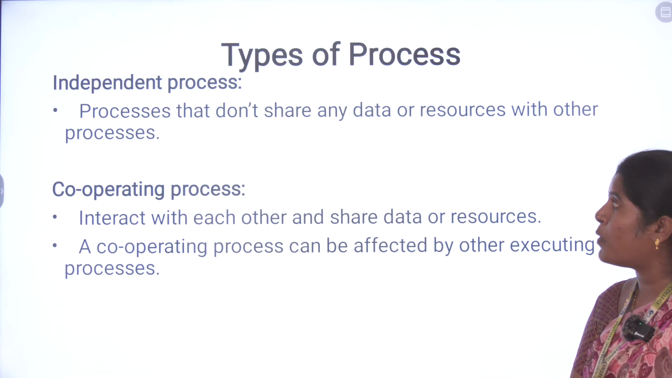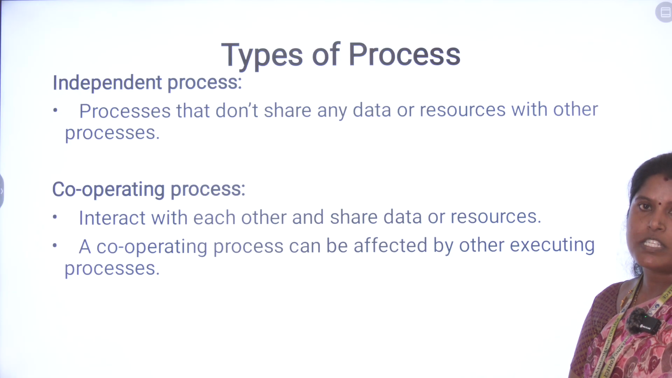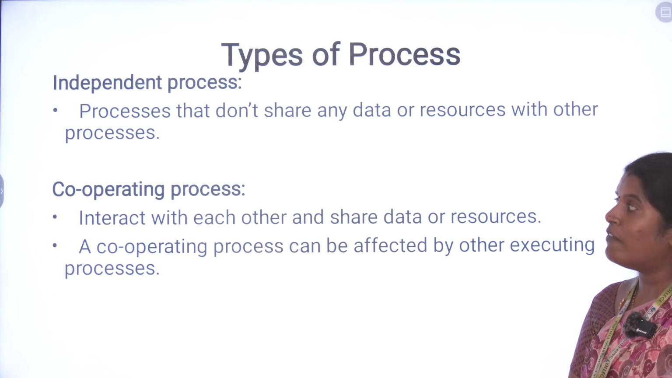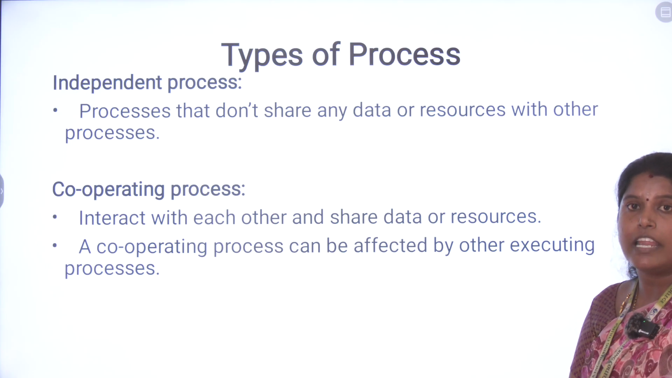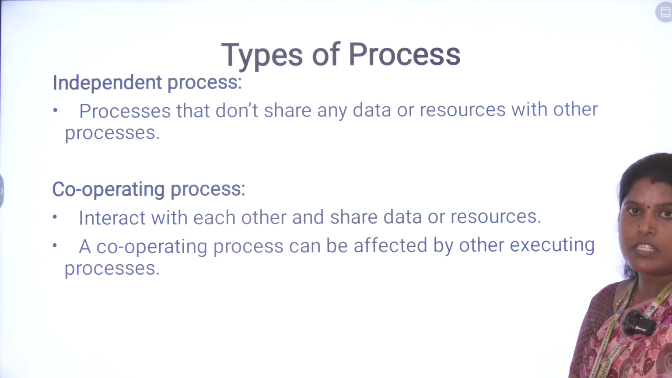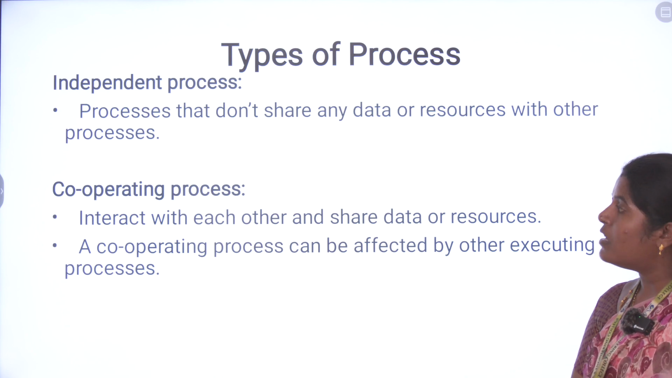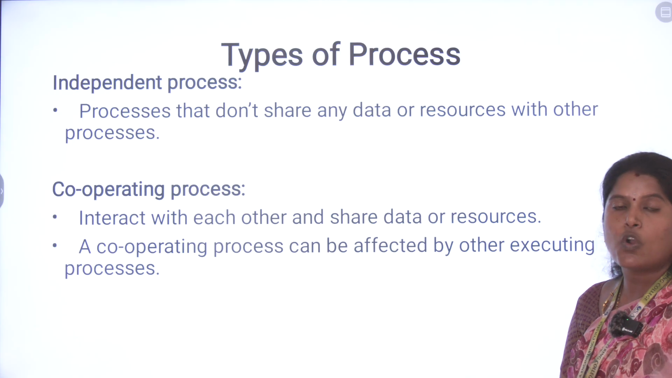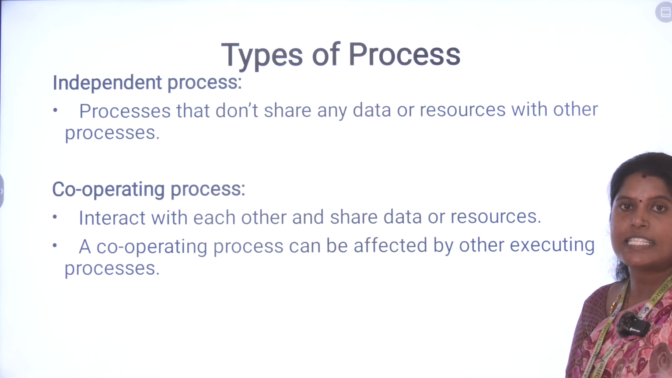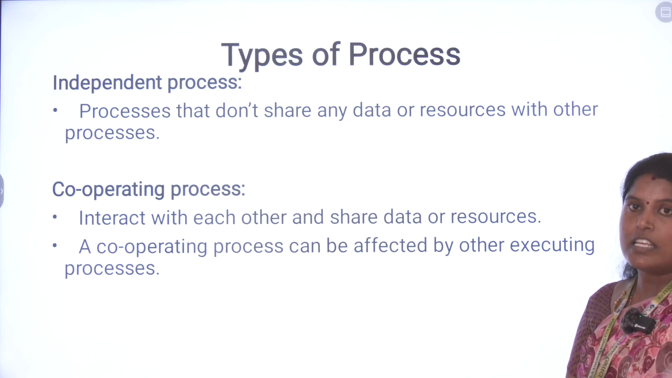Moving on to the types of process. There are two types of process. The first one is the independent process, where the process does not share any data or information with the other process. Here the execution of the task or the program is done by an independent process. The second one is the cooperating process. A cooperating process is a process that shares data or information with other processes.